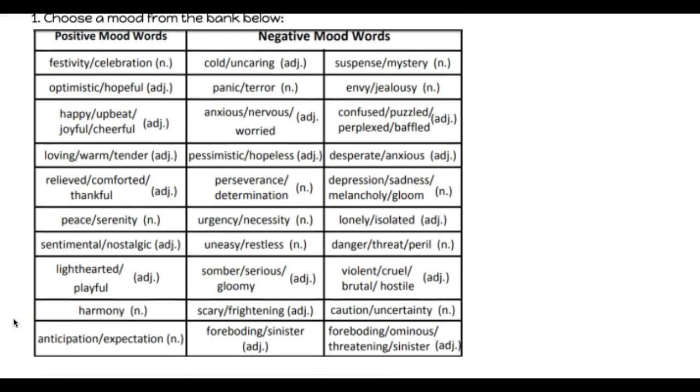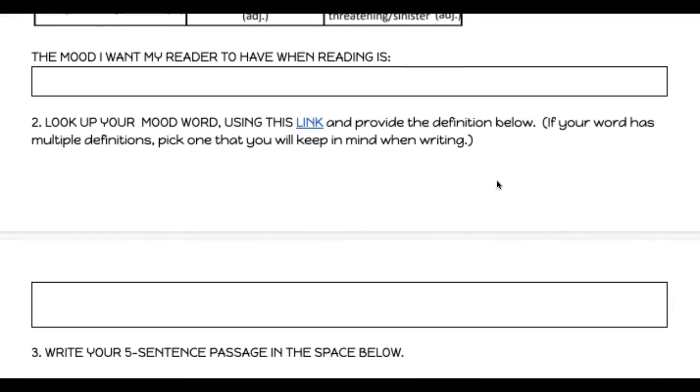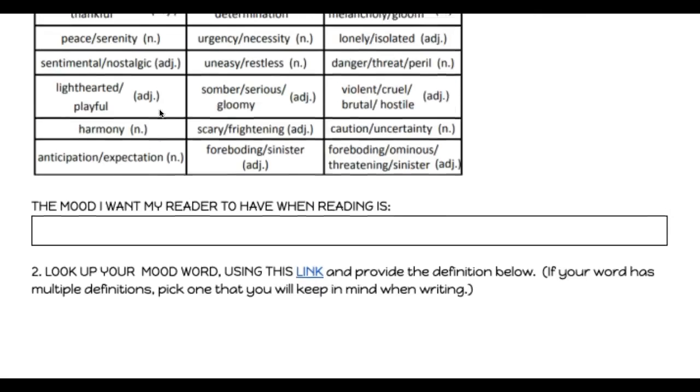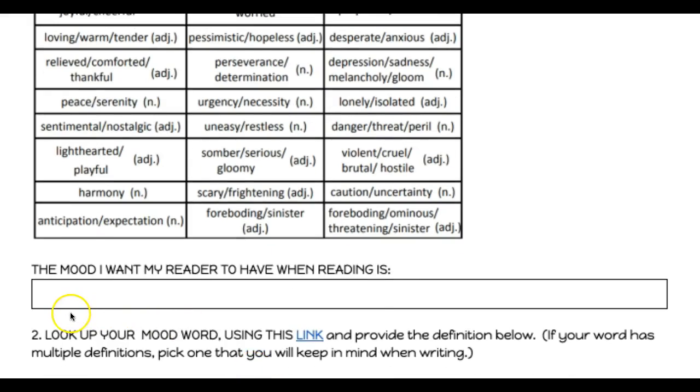Now, the first thing you need to do is decide on what mood you want to make your description. You will find a list of various moods listed here. You can also reference the list you were given earlier on in the unit, or if there's a specific mood you have in mind, feel free to use that. Now, once you decide on your mood, you're going to go ahead and put the mood in this box here. So it says the mood I want my reader to have when reading is. So say I decide I want the mood that I create to be sinister. So I would just go ahead and type sinister here. Or maybe I want it to be a lighthearted mood. I'll go ahead and type lighthearted.